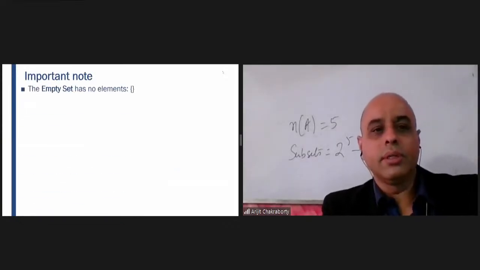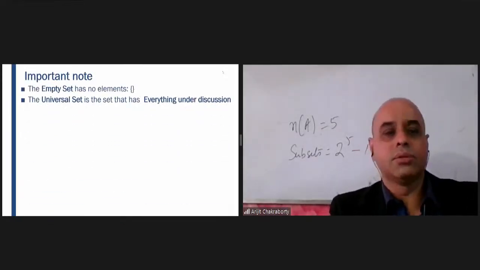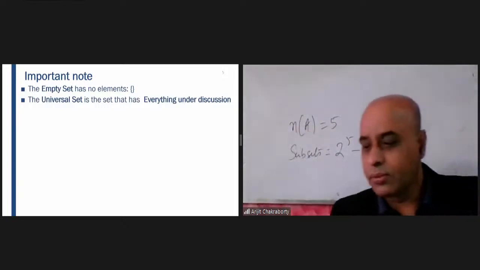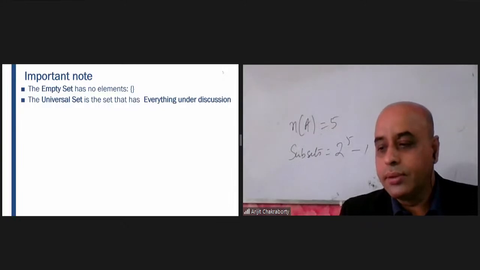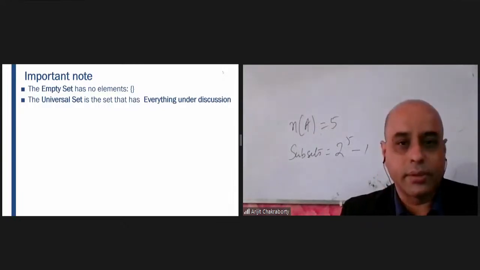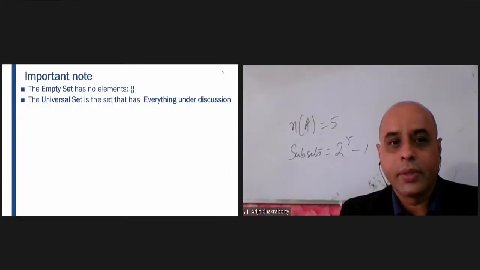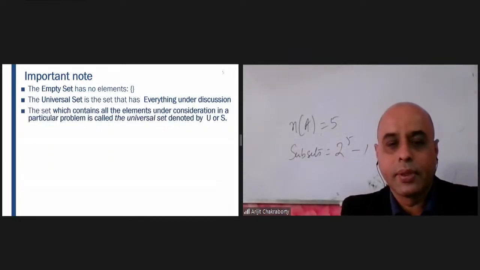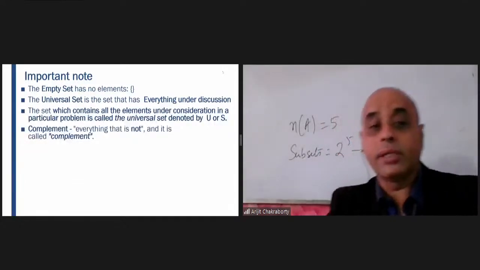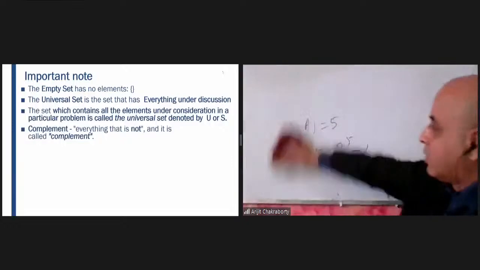Now, an important note: the empty set has no elements, as you saw. I took a question, I think from Ishita, whether the set containing 0 is a null set or a singleton set. The answer was that it is a singleton set. And the universal set is the set that has everything, all the elements. Complementary set is everything that is not in the set.